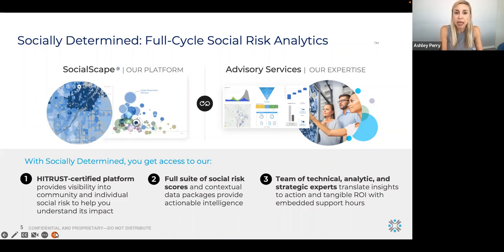And so to that end, we have the HITRUST certified, fully HIPAA compliant platform that's available to your team. We have a full suite of risk scores and other contextual data that we can offer as data packages that you can then integrate into your enterprise data systems, whether that's a care management platform or other. And then, as I mentioned, we have that team of experts who can help you take that data and the insights that we generate through our platform and really make it actionable for your teams.